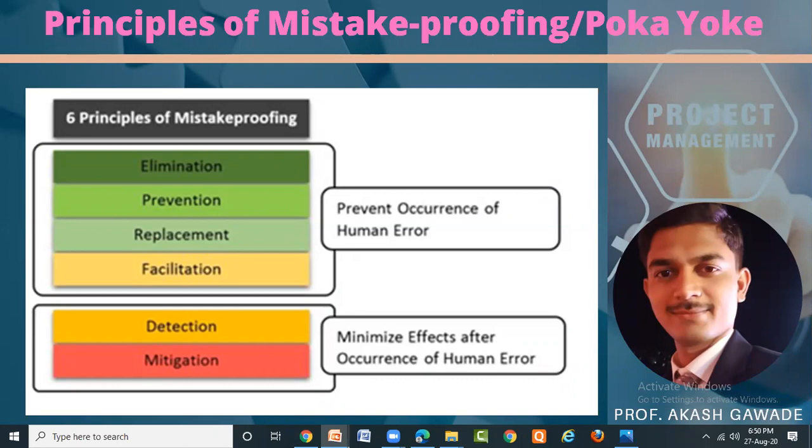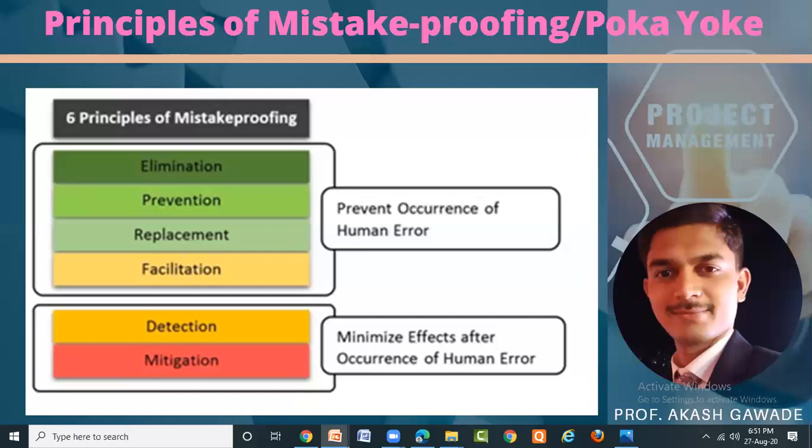The first one is elimination. Elimination means what? Don't do it anymore. It means to eliminate the possibility of error by redesigning the product or process so that the task or part is no longer necessary. Eliminate means whatever defective parts or defects were supplied in the past to the customer will be avoided. Prevention means what? Before this type of problem happens in the future, you must identify and prevent it.